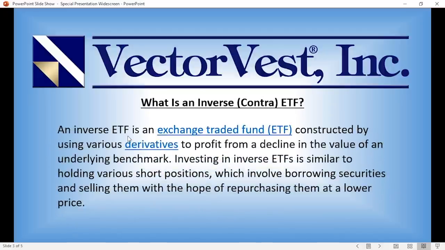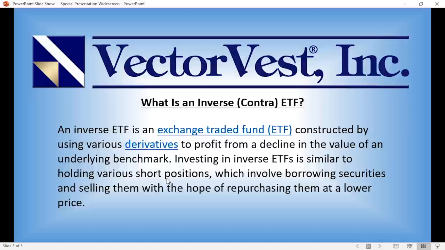An inverse ETF or contra ETF is an exchange-traded fund constructed by using various derivatives to profit from a decline in value of an underlying benchmark like the Dow, the NASDAQ, the S&P, gold, silver, oil, all of those things, okay? Investing in inverse ETFs is similar to holding various short positions.